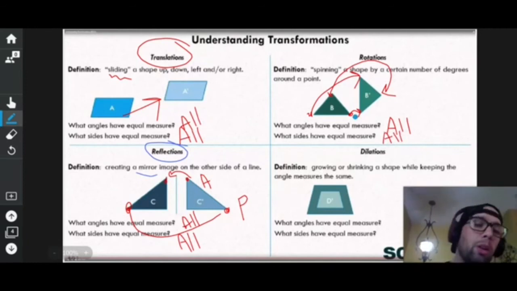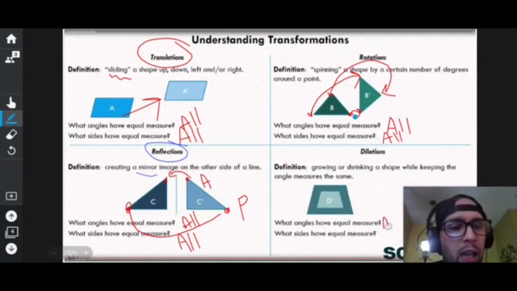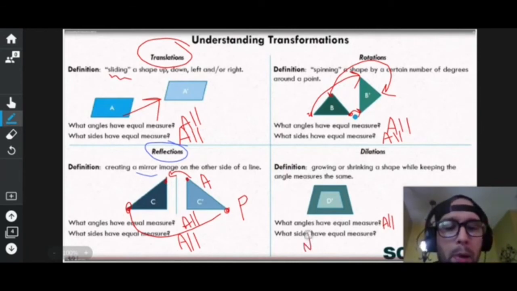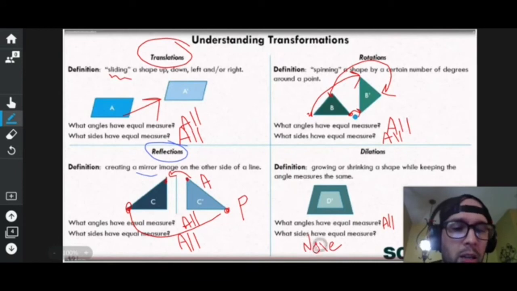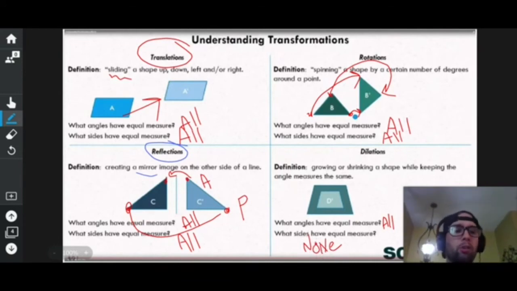The last one is where things get bigger or smaller. Dilation is when you grow or shrink a shape. I give you a number, and that number tells you whether that thing gets bigger or smaller. The larger the number, the bigger it gets. The smaller the number, the smaller it gets, and so on. All of the angles stay the same, but the sides don't. That's supposed to say none, and there was a lag there. So it just gets bigger or smaller.